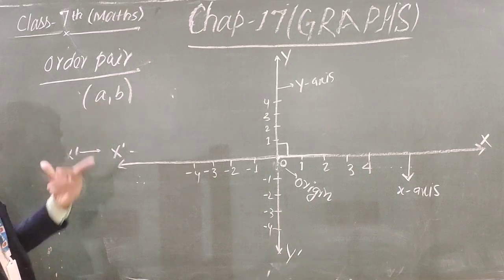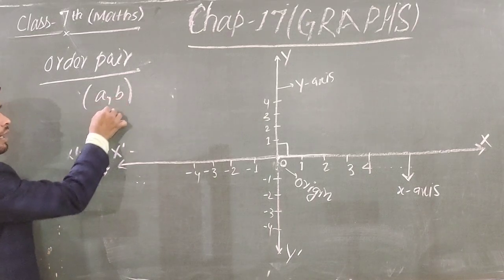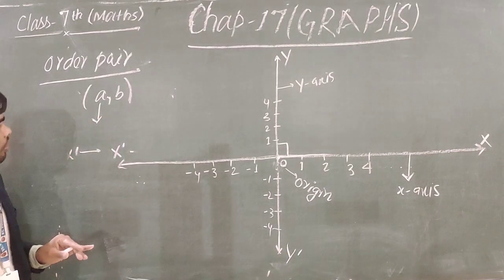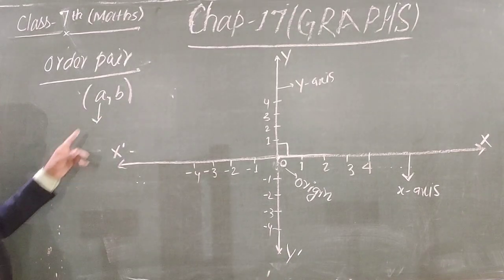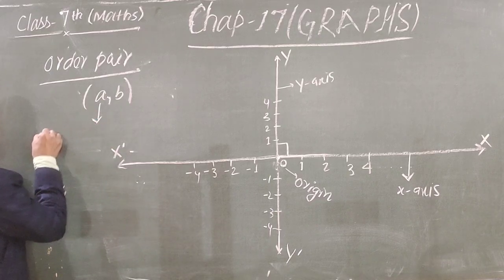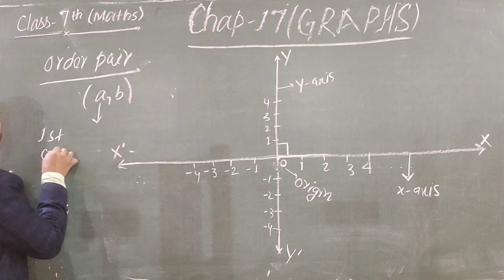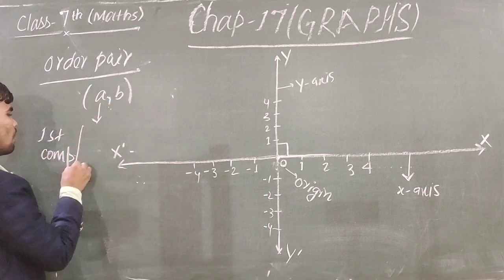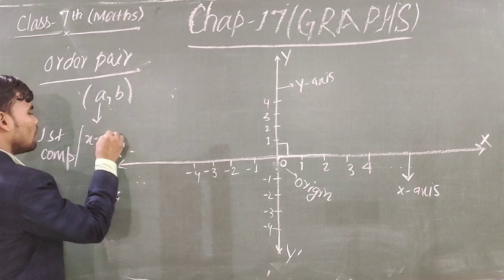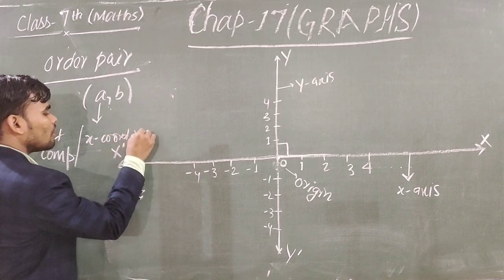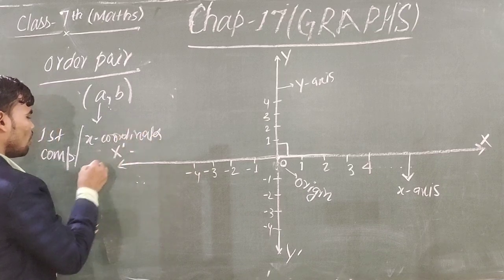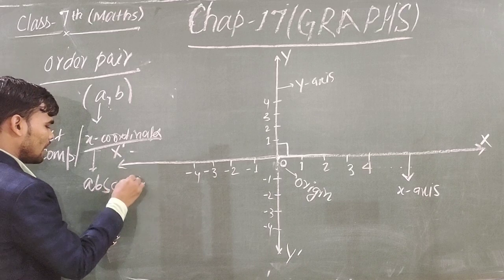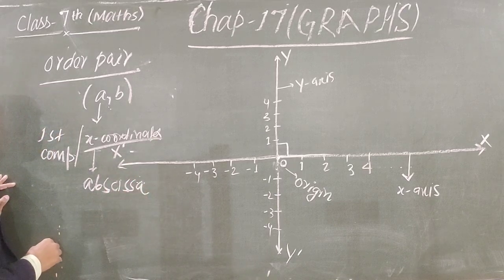There are 2 points within a small bracket, or circular bracket, separated by a comma. Then A is the first component of the ordered pair. This first component is also called the x coordinate. It is also called the abscissa, A B S C I double S A. Abscissa. In Hindi it is known as bhuj.